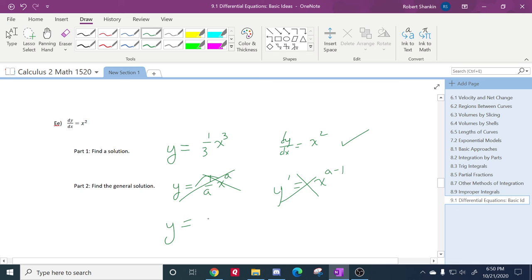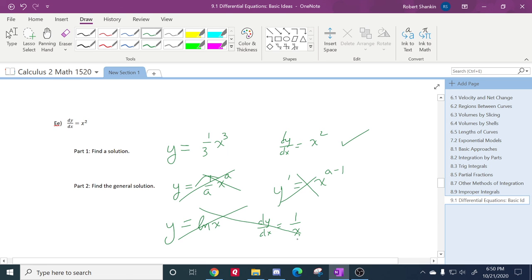Can we try natural log? Natural log, because it's ln of whatever. So dy/dx would be 1 over x, but y prime has got to turn out to be x squared. So that one doesn't work either.